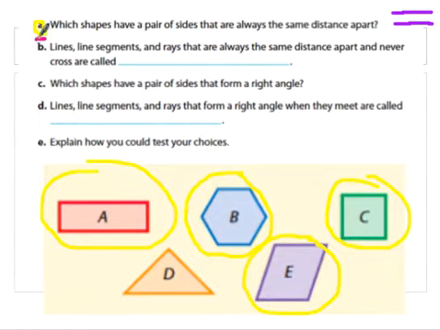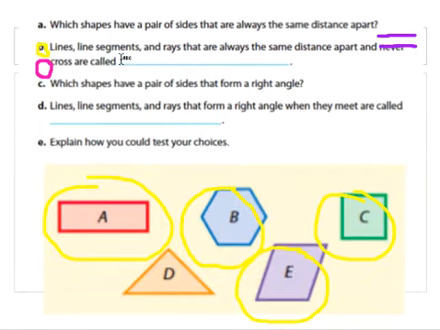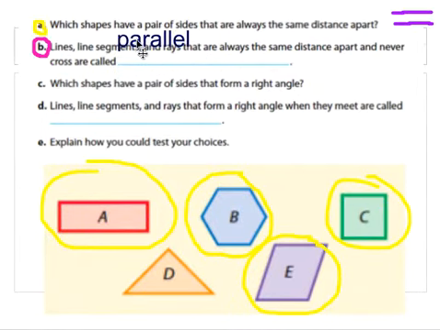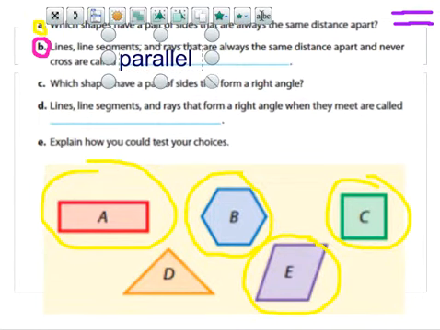All right, let's see. Question B. Lines, line segments, and rays that are always the same distance apart and never cross are called? Well, what did we just say? I just said what that was called. Who remembers? What did I say that that is called? That is called parallel. Okay? When you have sides that are the same distance apart, we call those parallel. Okay? Parallel sides.